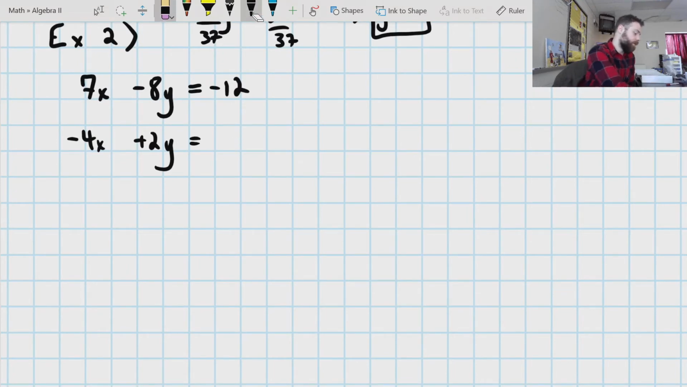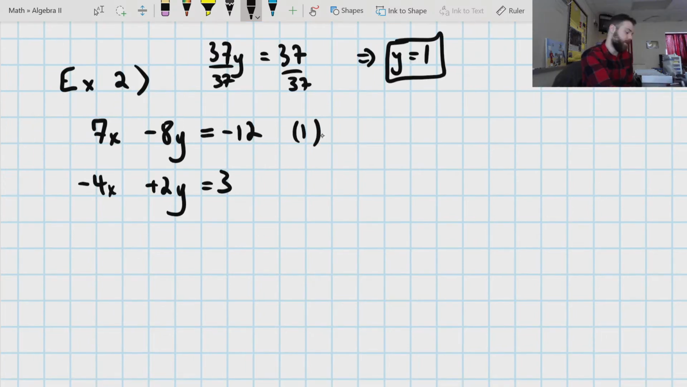I wrote that problem wrong again, so let me make sure I've got that written correctly. Should be 3. There. Yeah, that's written correctly now. So this is very similar to the other one. What I notice here is that if I label the first equation 1 and the second equation 2, the second equation has smaller numbers. So it's easy to divide some numbers by 2 and get a sense of what the number is.